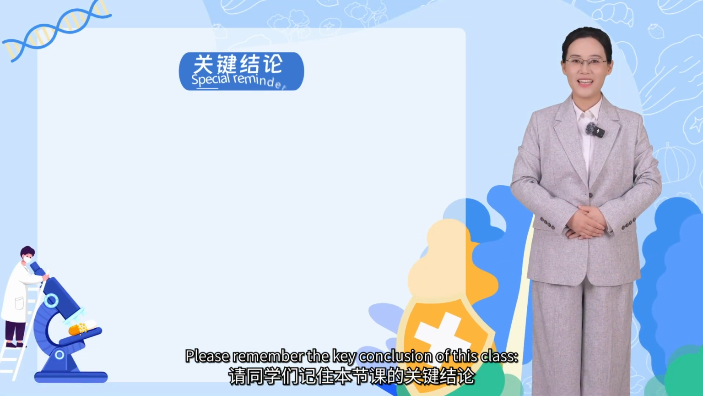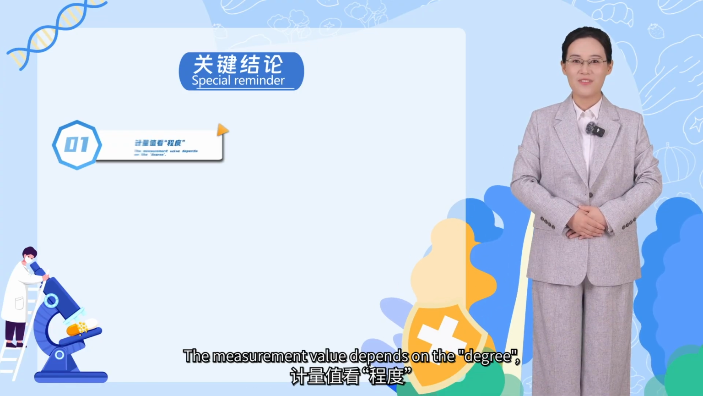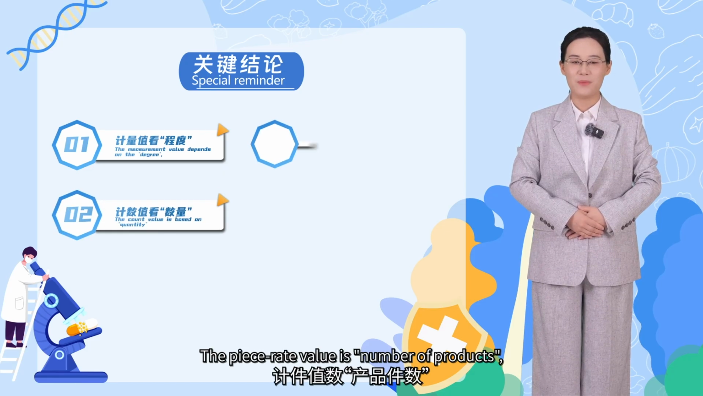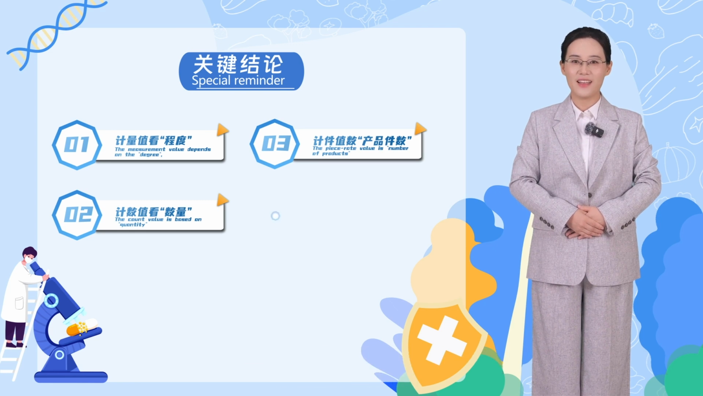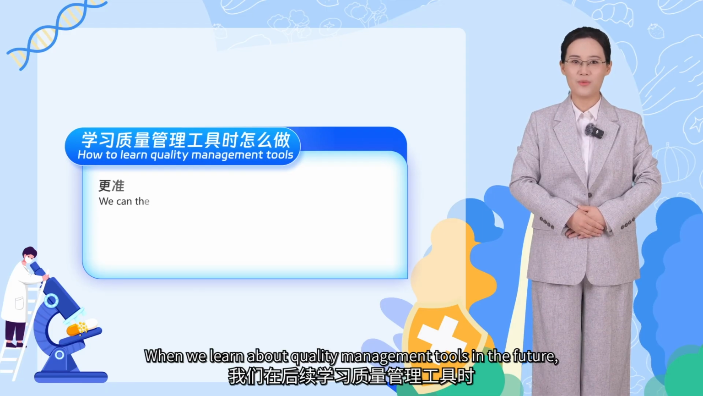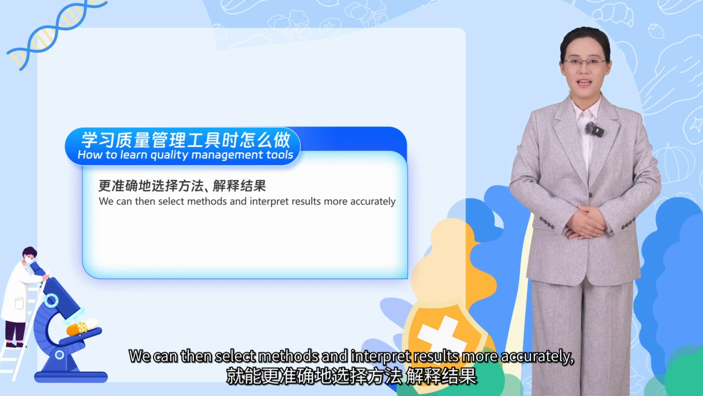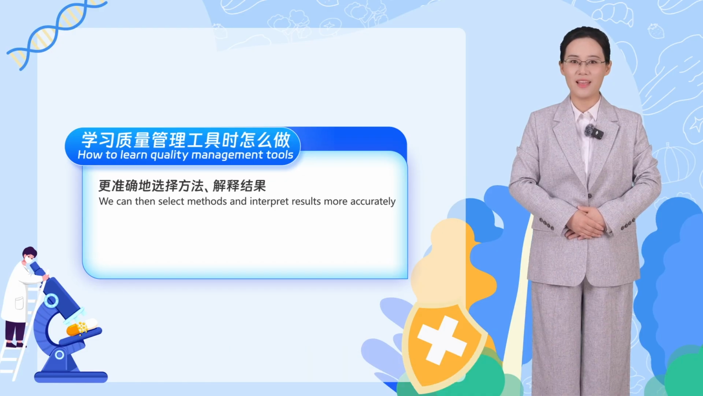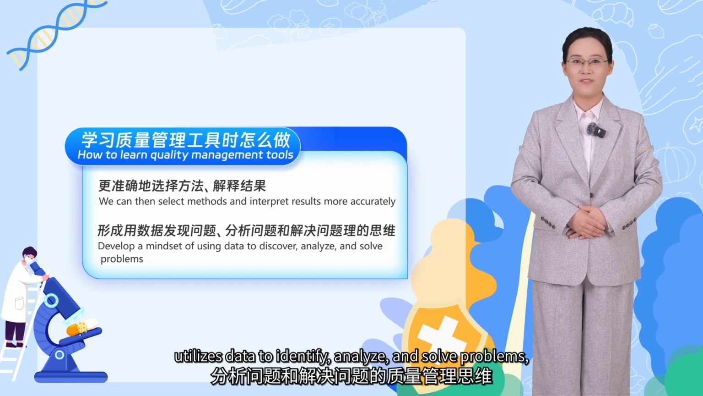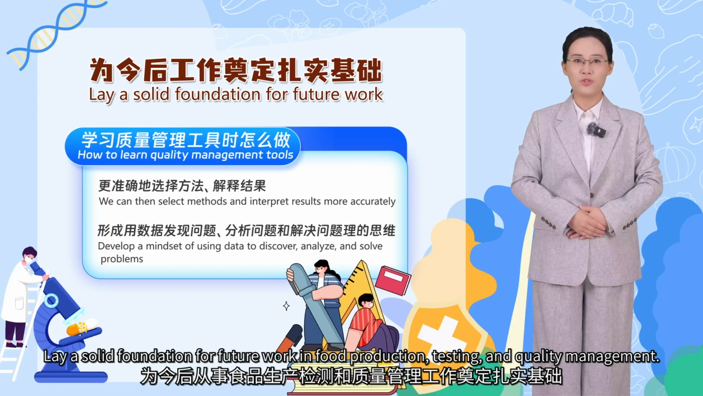Finally, please remember the key conclusion of this class. The measurement value depends on the degree. The count value is based on quantity. The piece rate value is number of products. The point value is defect points. After mastering this foundation, when we learn about quality management tools in the future, we can then select methods and interpret results more accurately, and gradually develop a quality management mindset that utilizes data to identify, analyze, and solve problems. Lay a solid foundation for future work in food production, testing, and quality management.